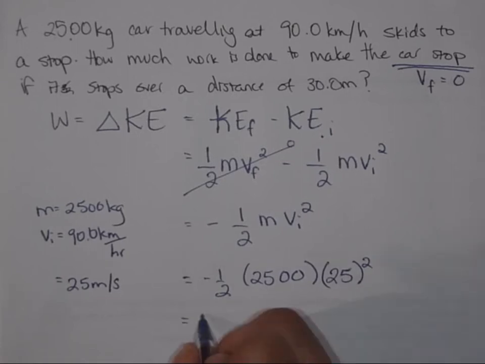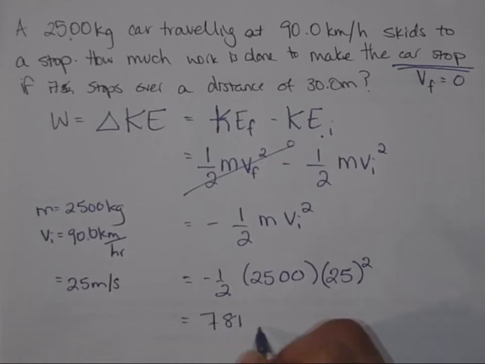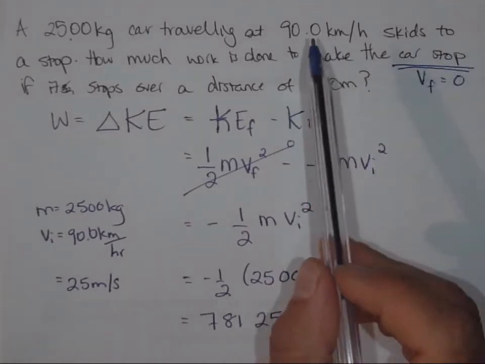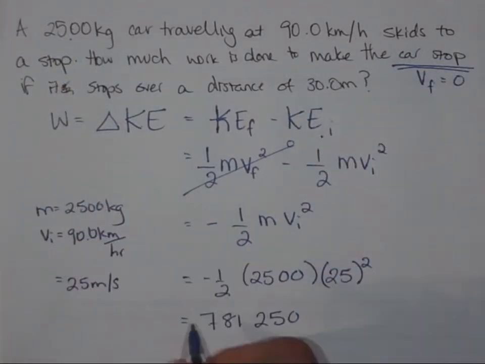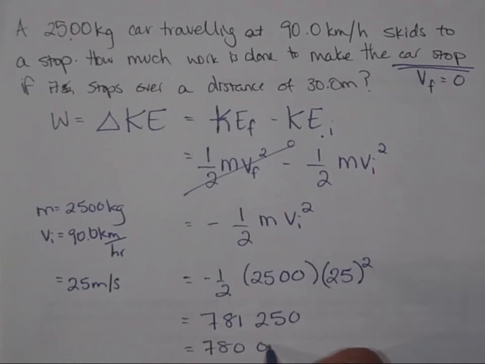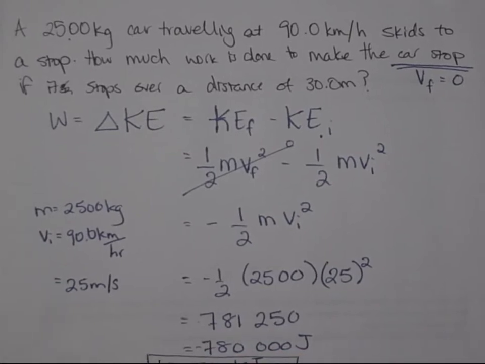And I have about 781,250, but I know I have 2 sig figs from that. So I'm actually going to say this. So it's 780,000 joules of energy, or 780 kilojoules. And yes, it is negative because the work being done is to slow it down.